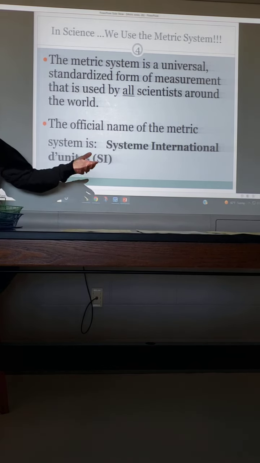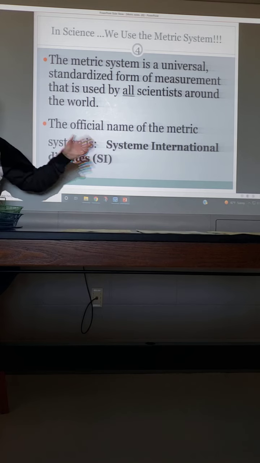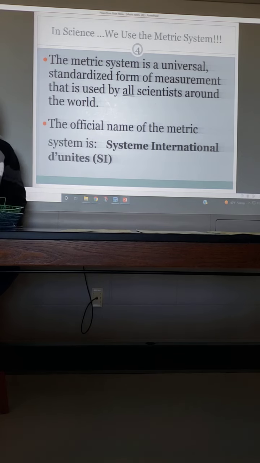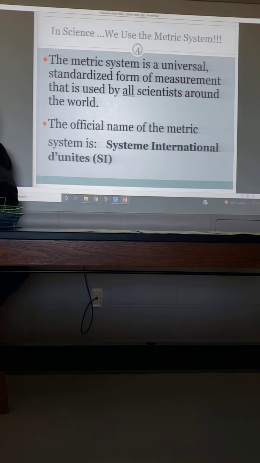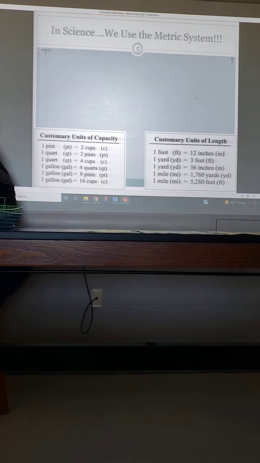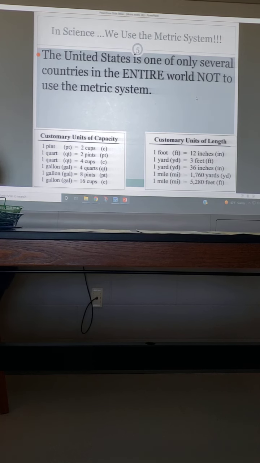So this is why we call this the international system and they call it the System International. So it seems kind of flipped for us. But again, our language is different than theirs. So if you see the SI units, they're talking metric. Okay. So anytime you see SI, it's the metric system. So, the United States is one of only several countries in the whole world that do not use the metric system.